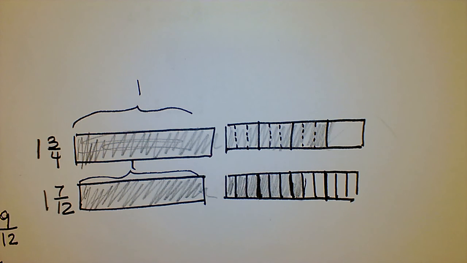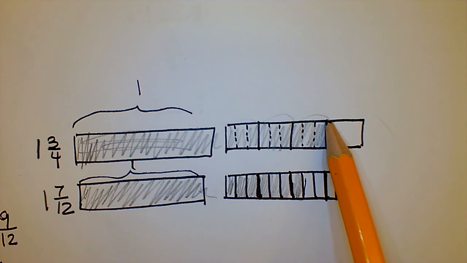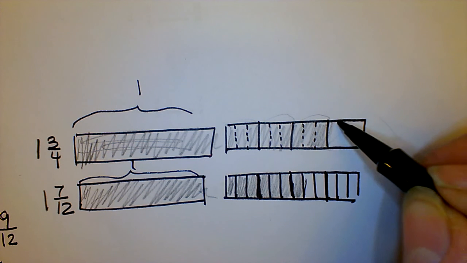And that they look really similar now. So now what you can do is you can see that the 3/4, 1, 2, 3, turned into 1, 2, 3, 4, 5, 6, 7, 8, 9 12ths. And I didn't split this one up, but if you wanted to see that it was 12ths, I could do that too.